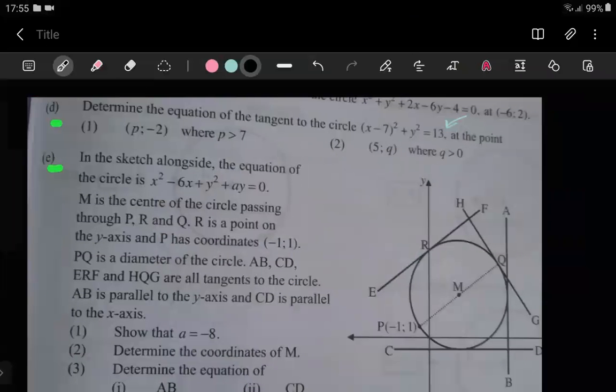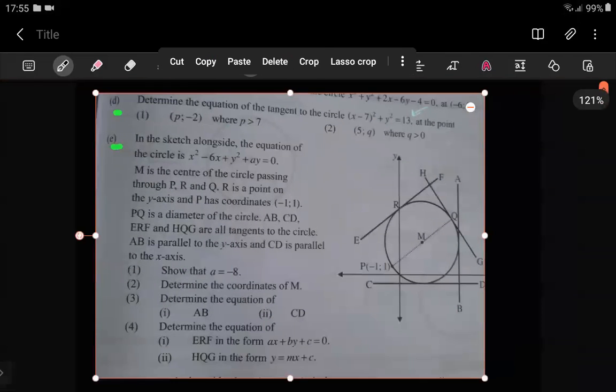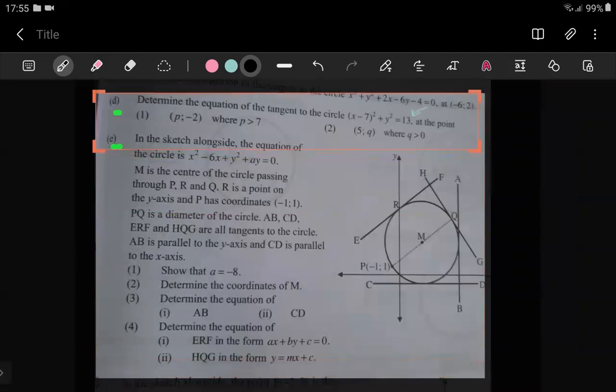Especially the way it's worded here, saying P is bigger than 7 and all this. So they ask us to determine the equation of a tangent to this circle. What we're saying is that with any circle, they will be giving us some pieces of information. So for example, here, they are giving us what we know is any circle.